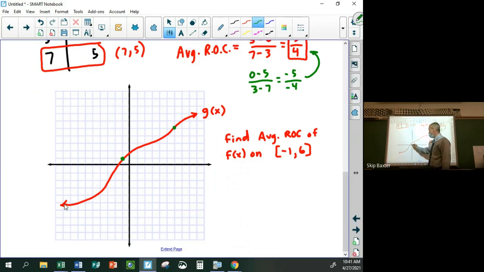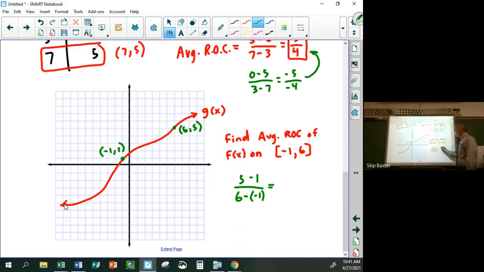So this point has coordinates -1, +1. And this point has coordinates 6, 5. So the answer would just be 5 minus 1 over 6 minus -1. Remember, when you're subtracting a negative, we got to change the sign. So this would be 4/7. And that's the answer.